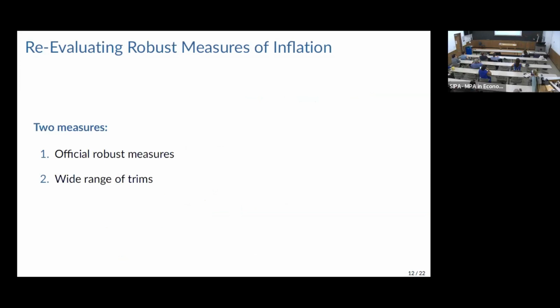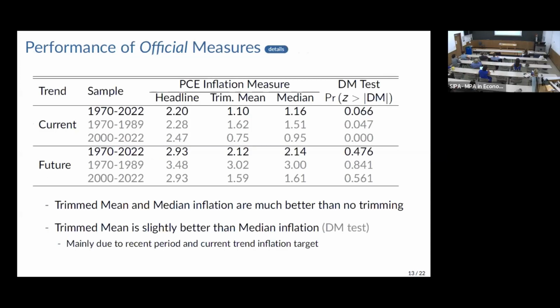Right. So we did two things. First, we evaluate official robust measures and look at their performance. And then we look at a wider range of trims, looking for an optimal one. So here I'm showing you how the official measures do, the trimmed mean and the median. And you can see that they are evaluated relative to current and future trend inflation for the three different periods.